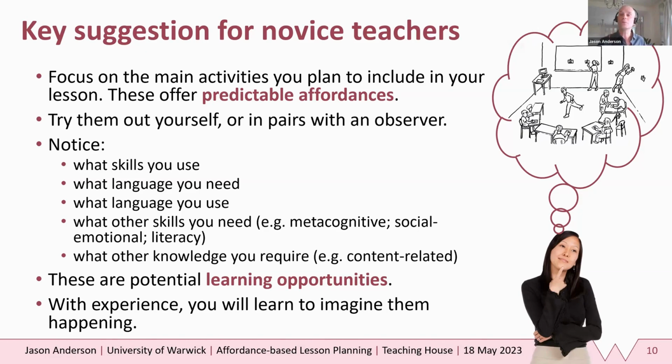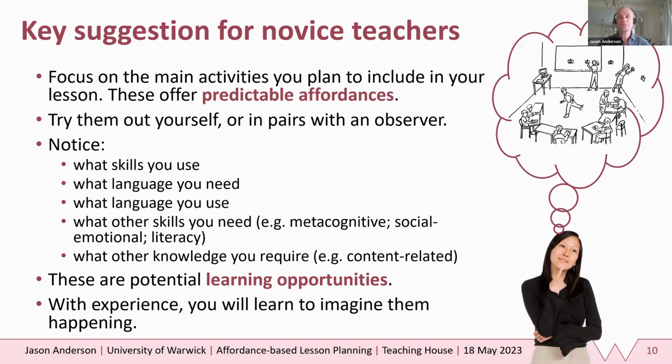These activities offer what we might call predictable affordances, and try out the activities. You can learn as a novice teacher by trying them out, for example, if it's a speaking activity, with 2 people working in a pair, or even in a group of 3 with a third person observing and noticing what language is being used, what skills are being used, and whatever potential learning is happening. And through that noticing process, you'll begin to develop an ability to predict what affordances happen, and therefore how you can convert those into learning opportunities.